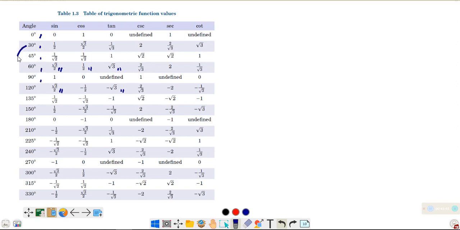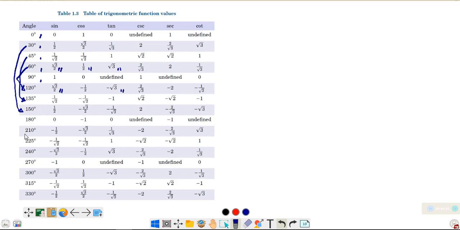Pagdating dito, ang 30 ay the same as 150. Ang 45 ay the same as 135. Tapos ang 60 ay the same as 120. Kasi sila yung may mga parehas na reference angles.